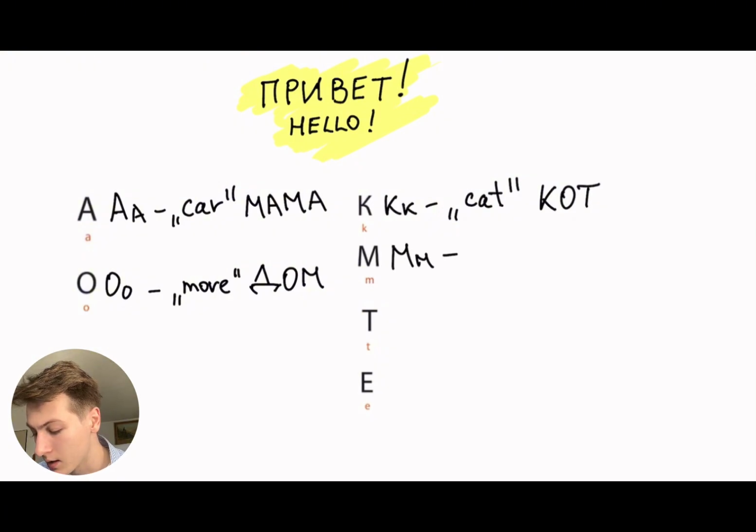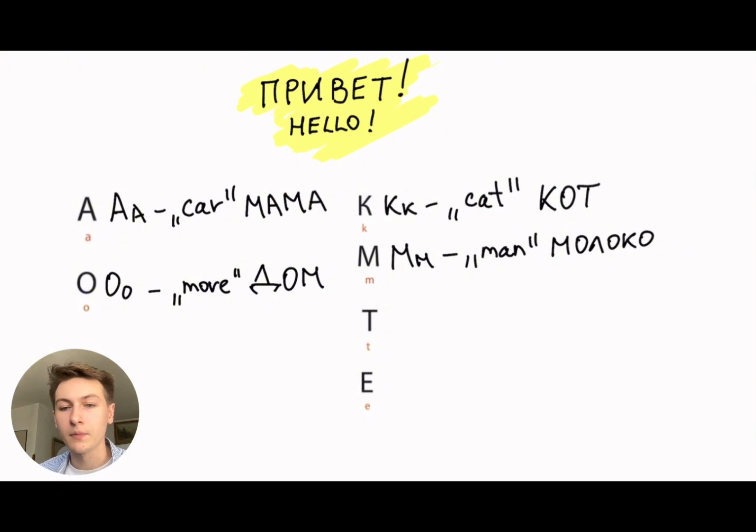And next one letter is M. The M sounds like men. M. Men. And like example of Russian word could be moloko. M. Moloko, which means milk.